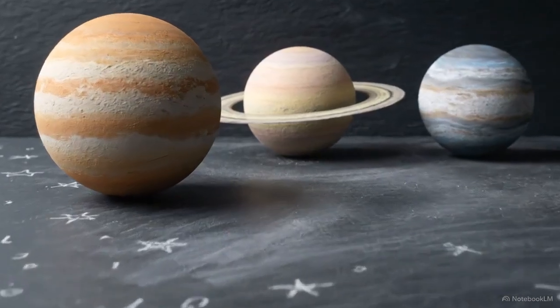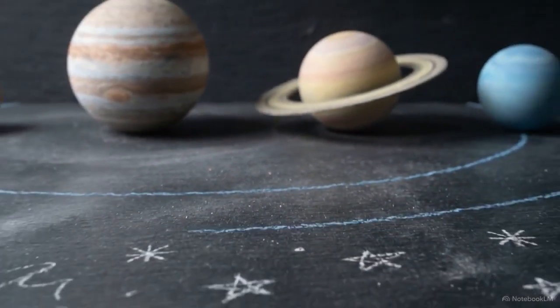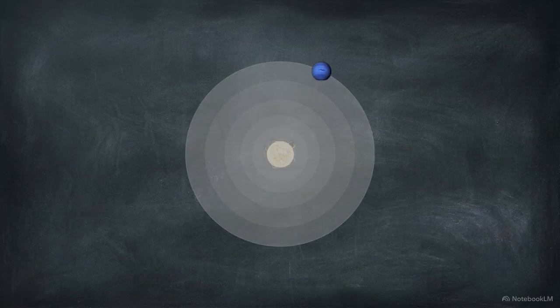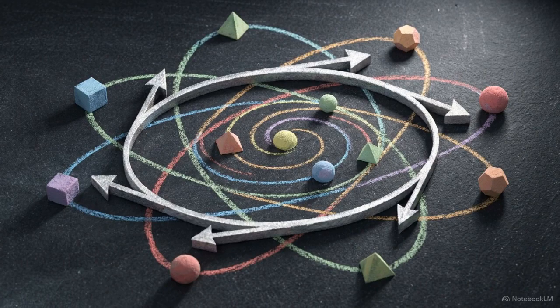If you travel 30 times further from the Sun, you pass the orbit of Neptune and enter a cold, dark stretch of space. This is the Trans-Neptunian region. It begins where the average orbital distance from the Sun, the semi-major axis, exceeds 30.1 astronomical units. This volume of space follows a complex dynamical architecture.